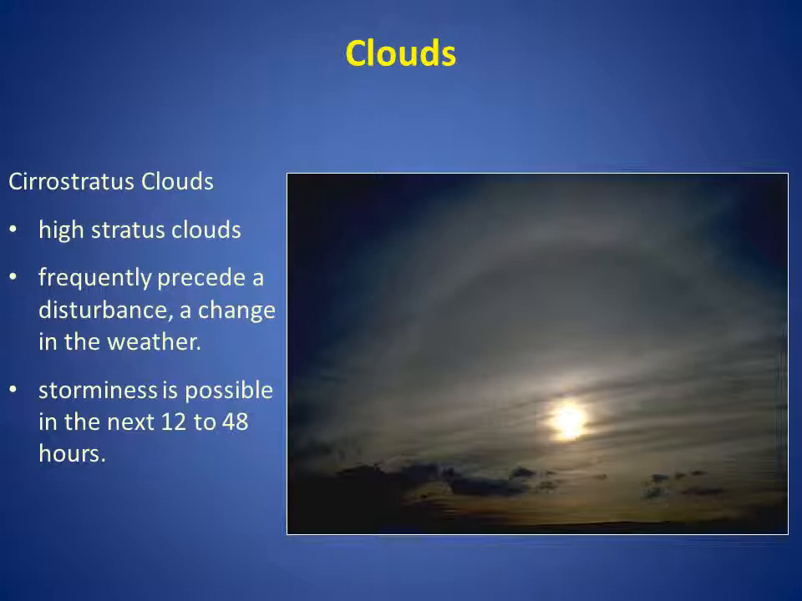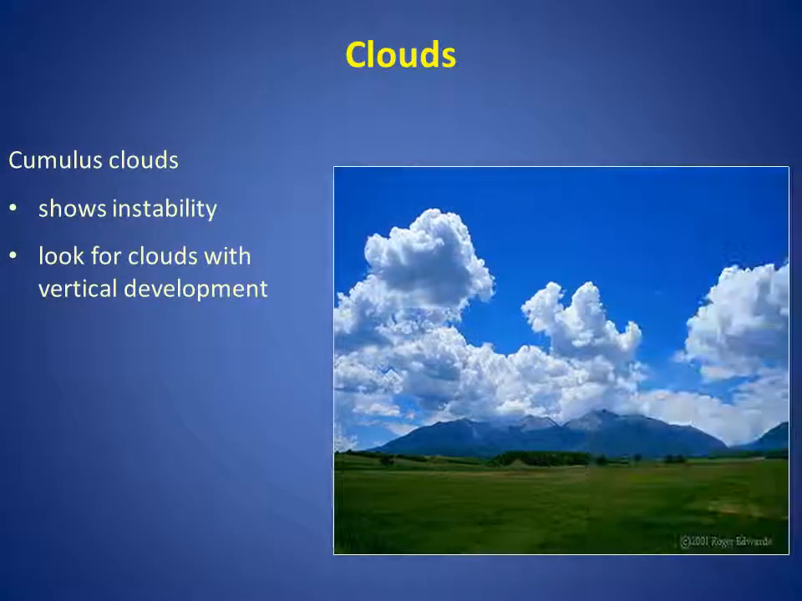The next are cirrostratus clouds. They are a thicker cirrus cloud and often form a circle or halo around the sun or moon. They frequently precede a storm system in the next 1 to 2 days. Cumulus clouds are instability clouds. They show vertical development.